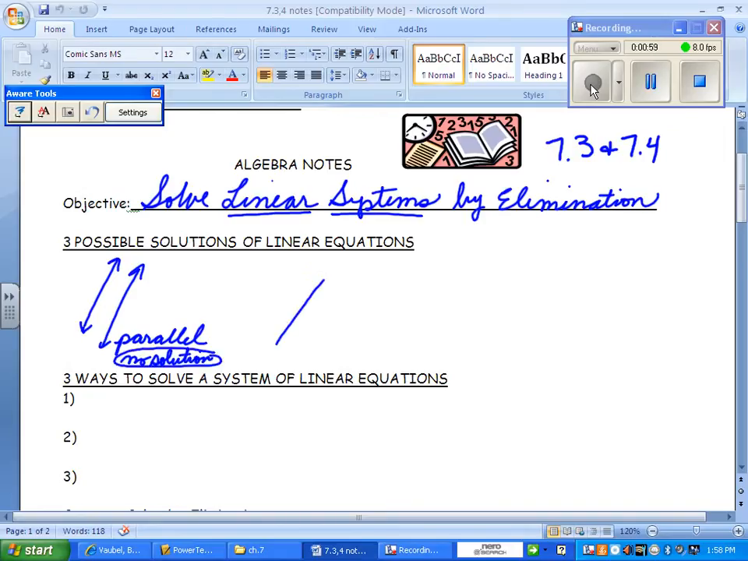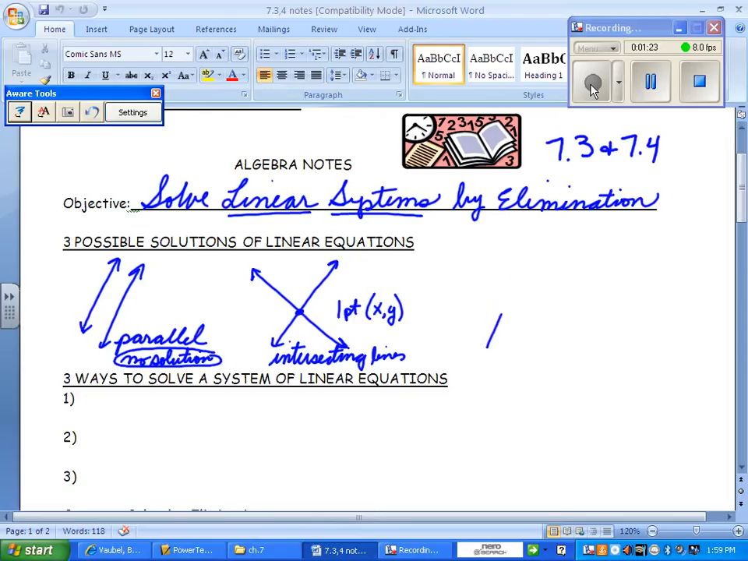If your two lines intersect, whether they be perpendicular or just intersect at any angle, these are intersecting lines, and you're going to have one point, and it's going to look like some x, y ordered pair. That's mainly what you've been doing.